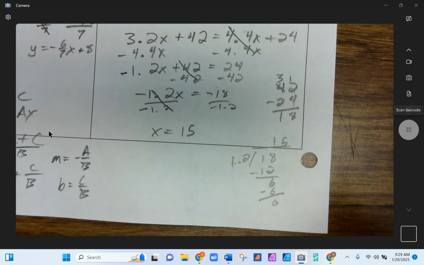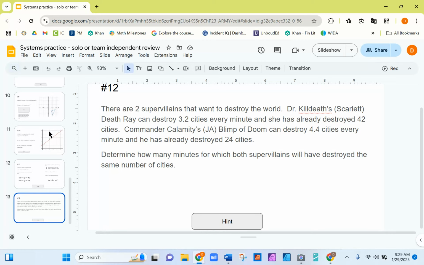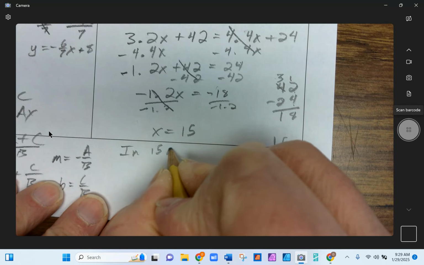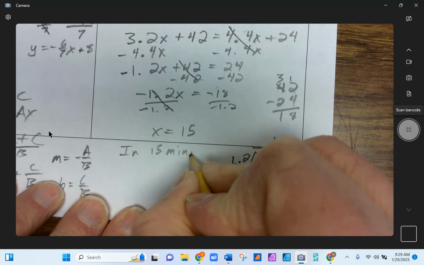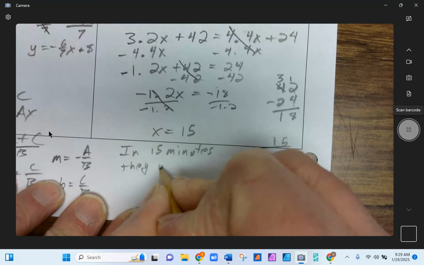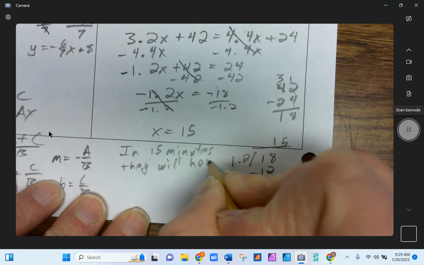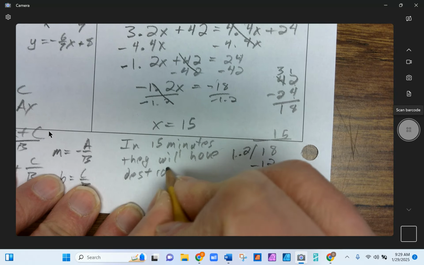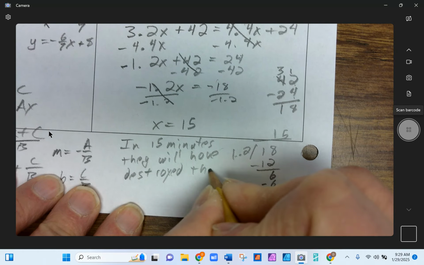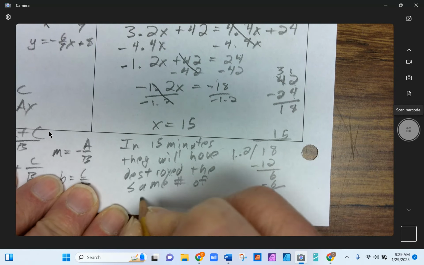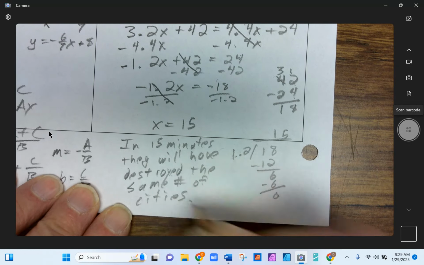And so we'll go back and say determine how many minutes. So in 15 minutes, they will have destroyed the same number of cities.